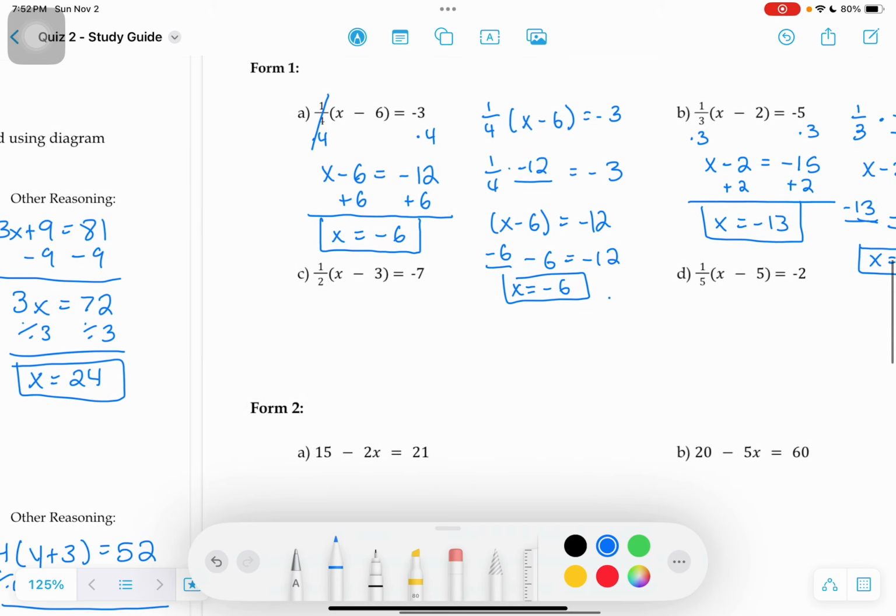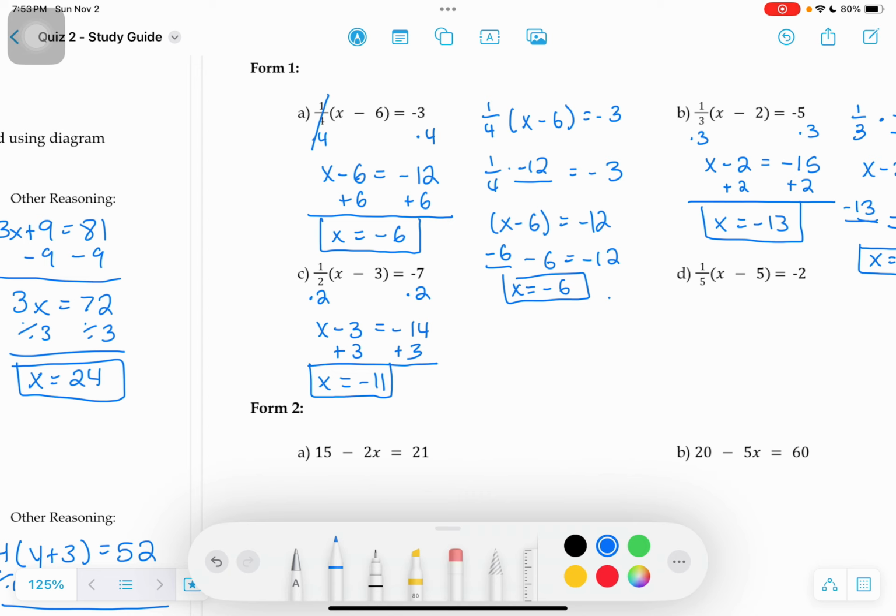All right, let's look at this next one. Again, let's use inverse operations first. 1/2 times 2 is 1. It cancels out, so I'm left with x minus 3 equals -7 times 2 is -14. I can add 3 to both sides. X equals -14, -13, -12, -11. -11.